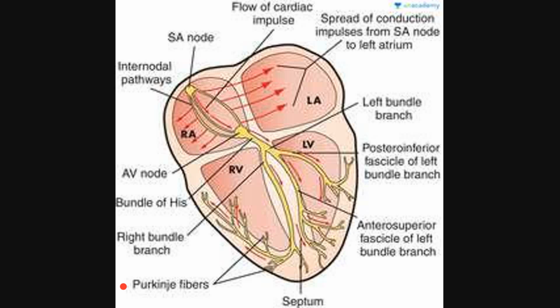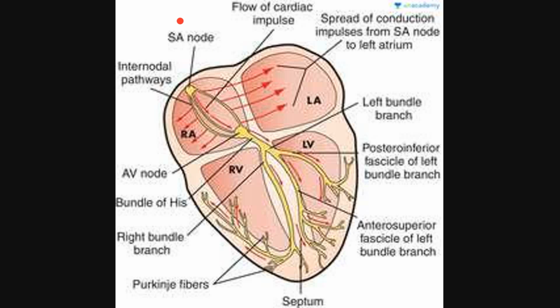Now the main point is that impulse generates in the SA node. This happens because SA node fires most rapidly as compared to the other conducting tissues we have just seen.